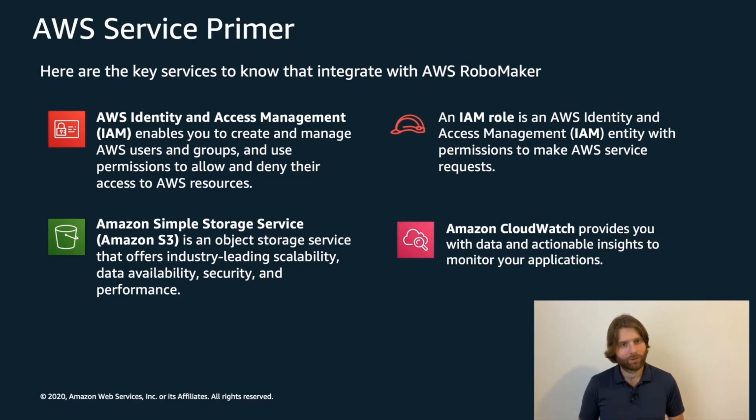and Amazon CloudWatch. So Amazon Simple Storage Service, or S3, is an object storage service in AWS with industry-leading scalability, data availability, security, and performance. You can use S3 to store things like robot application logs, software bundles, and more. Finally, CloudWatch is the central location in AWS to store your logs and metrics captured from your applications, running both on physical robots as well as in simulation.